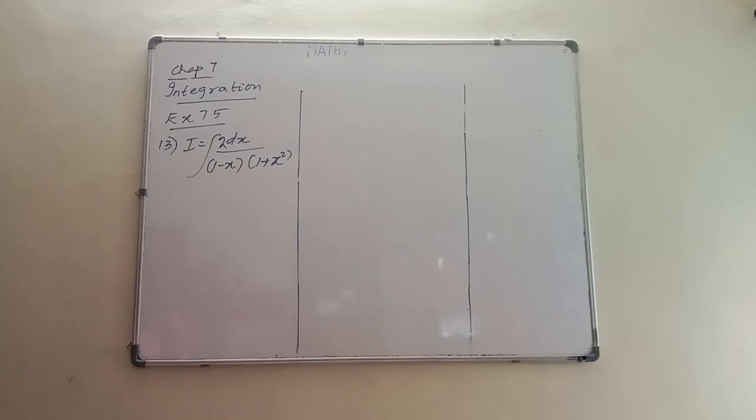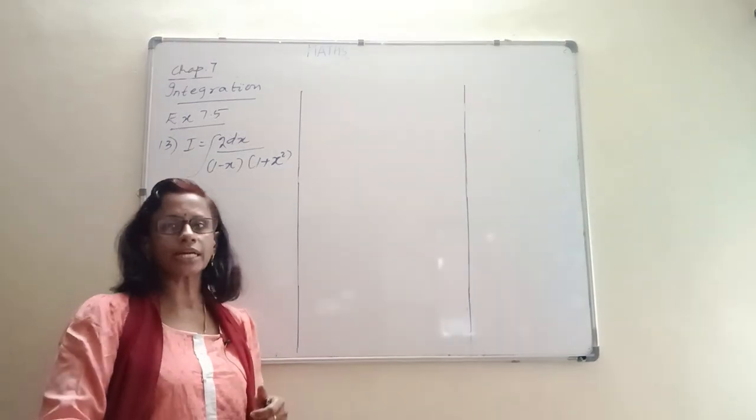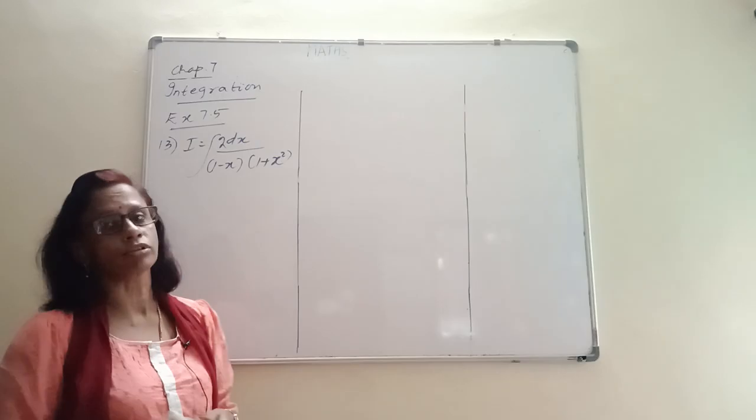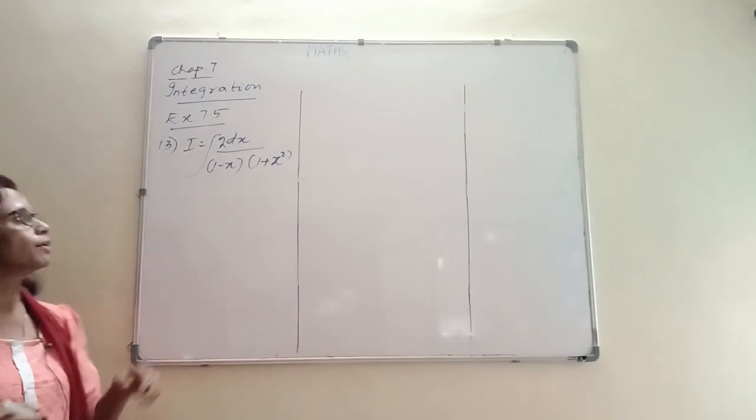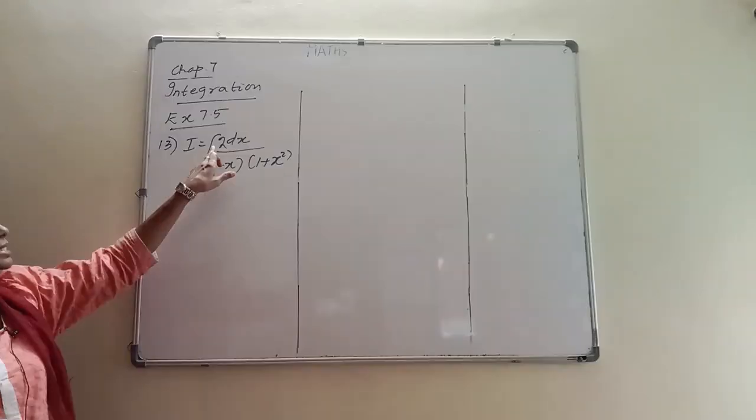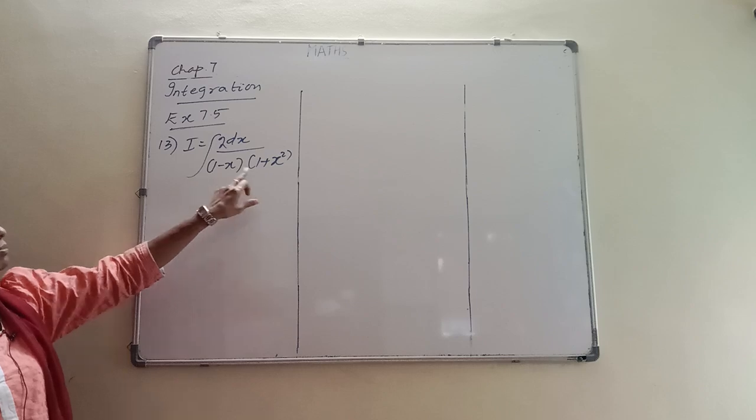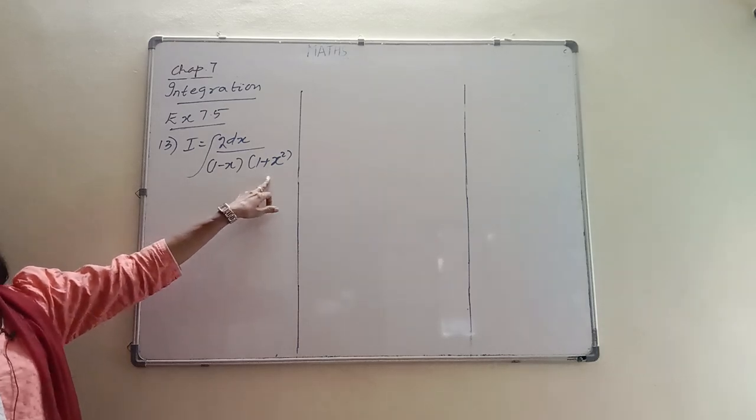Hello folks, let's once again come back with the next video, that is next problem also. In fact, the problem number 13, where we have I as integral of 2 dx over 1 minus x squared times 1 plus x squared.